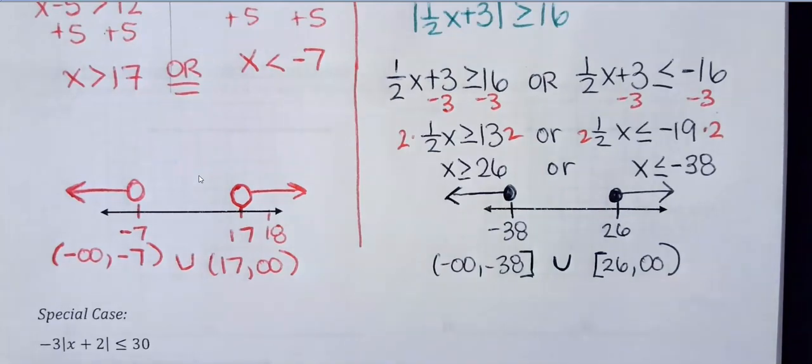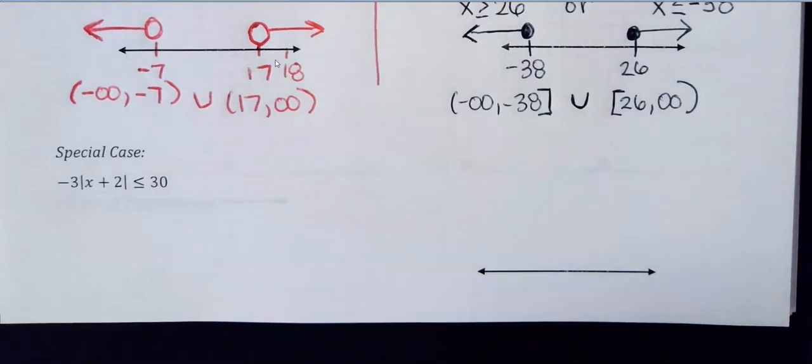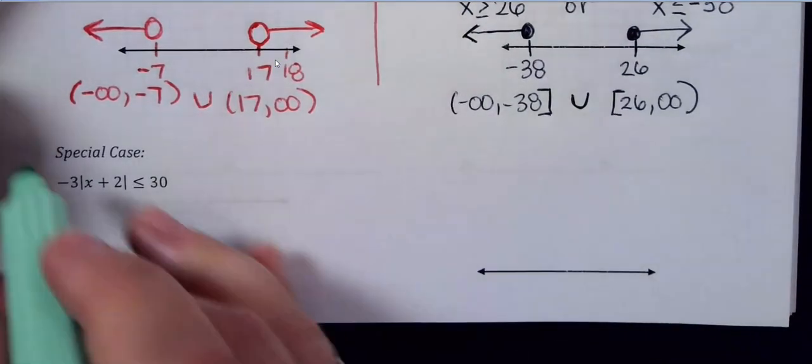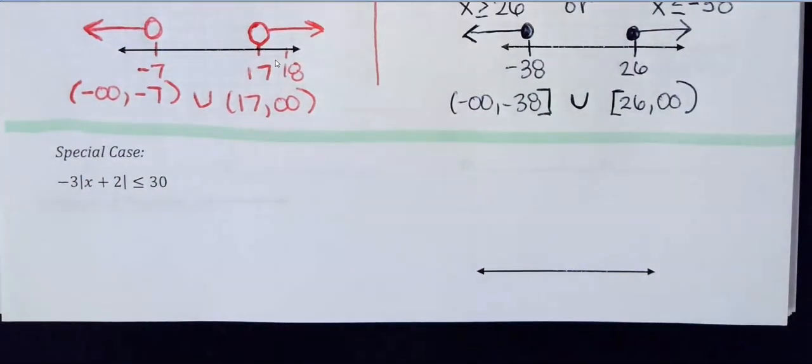Okay, now at the very bottom, I'll give you this special case. And it doesn't look like it to start out, but I promise it is. If I was going to get my absolute value alone here on this problem at the bottom, what would I have to do? I've got -3 times my absolute value less than or equal to 30. What would you have to do if you're trying to get it alone?